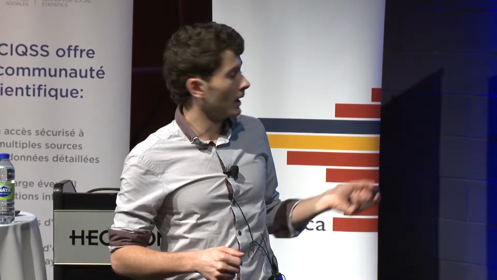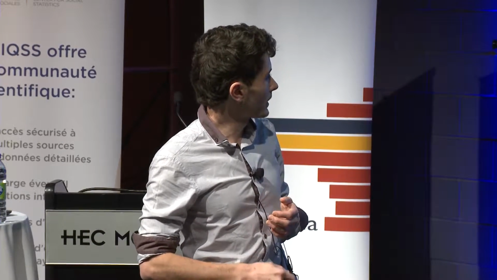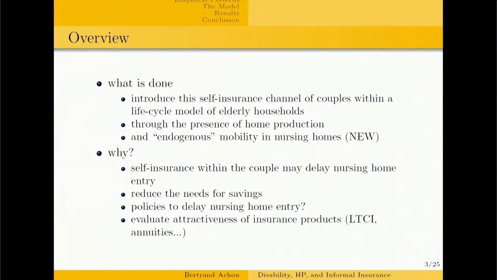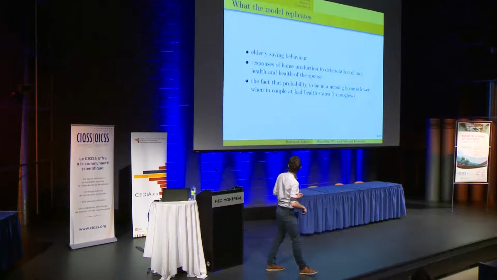Also, what you could deal with in this model is include policies that might help delay nursing home entry, for instance, by providing higher Medicaid payment when you are in a couple and your spouse can take care of you. That might be a cheaper way to take care of you. Also, it may be interesting to take into account these different channels if you want to evaluate the benefits of long-term care insurance or annuities.